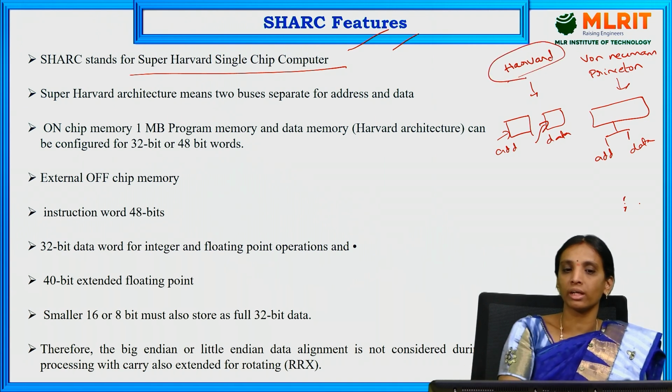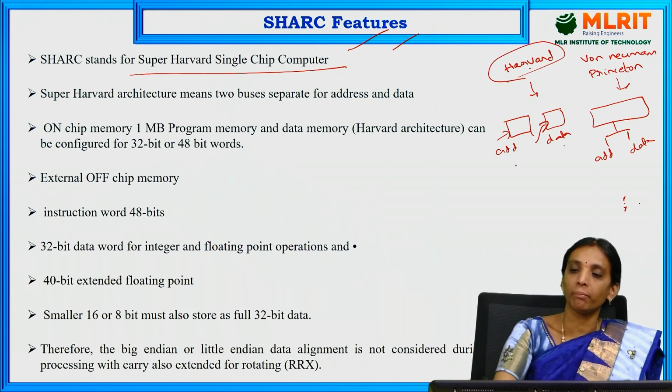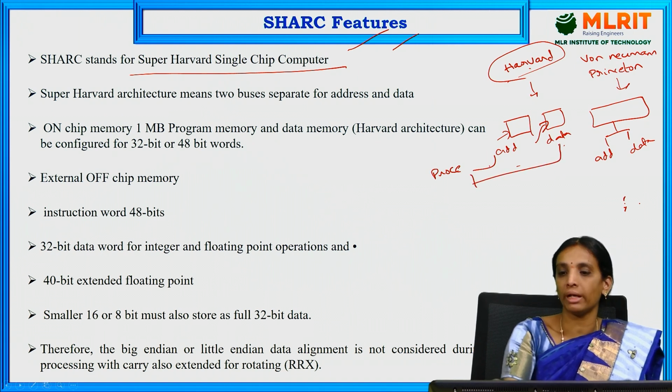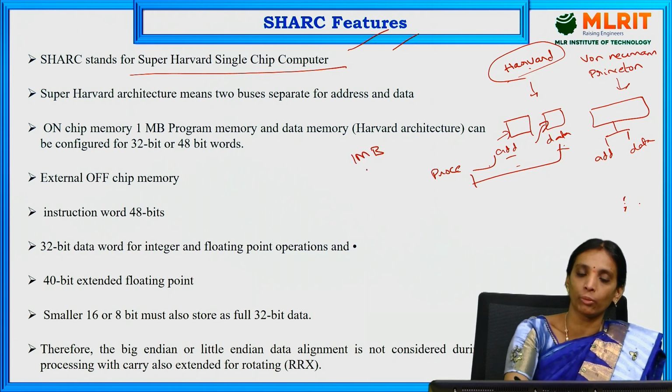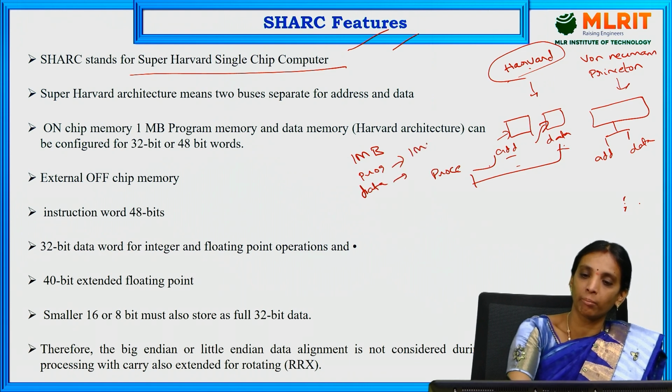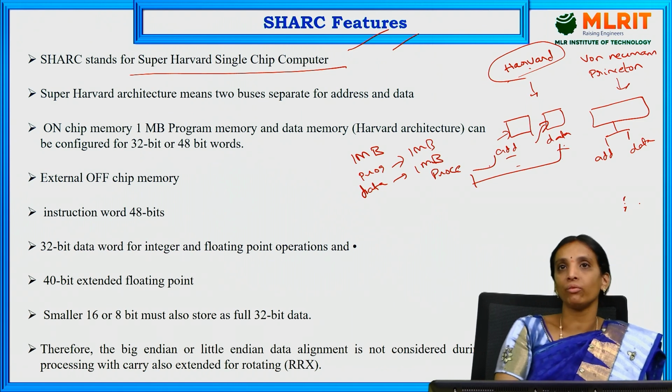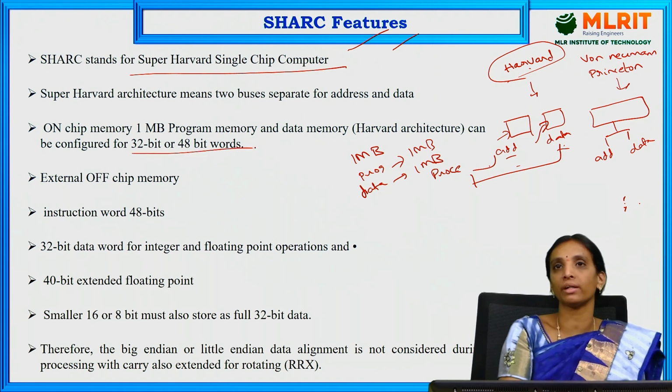So Harvard architecture means it has two separate memories, address memory and data memory. For the two separate addresses from the processor to the memory, we have separate buses, a separate address bus and a separate data bus. The on-chip memory has 1 megabyte of program memory and 1 megabyte of data memory. So two separate 1 megabyte chips are there in the SHARC processor, and it is configured with either 32-bit or 48-bit words.